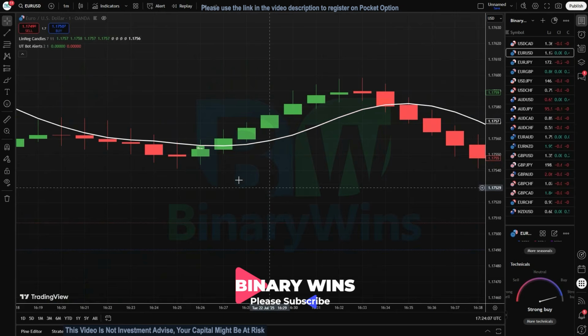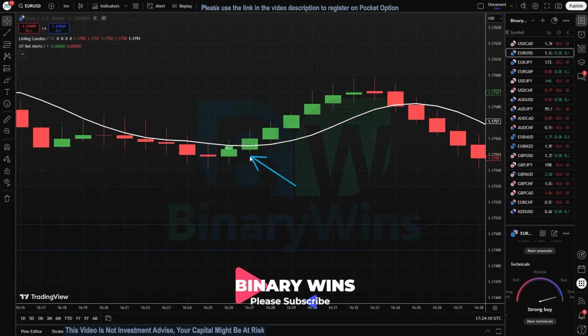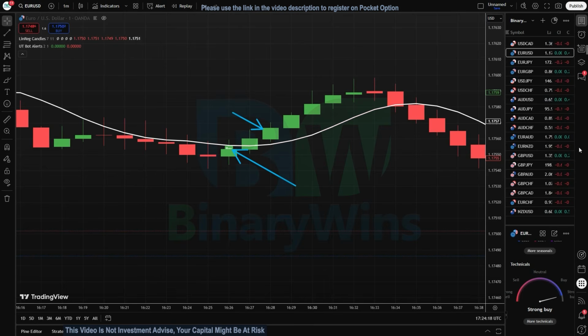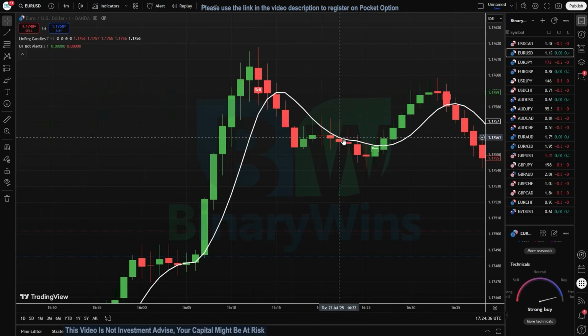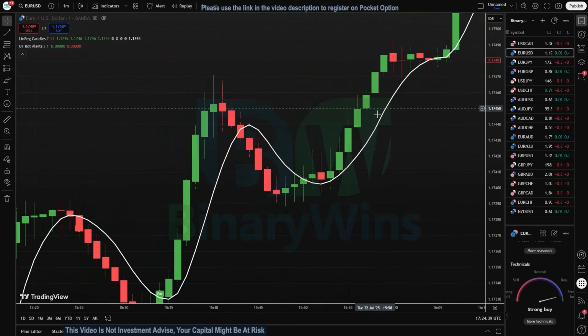Similarly, for buy positions, whenever it shows us a buy signal and the green candle closes above the moving average, we enter a buy position in the 2 or 3 minute time frame. That is, we should trade below the moving average for sell positions and above the moving average for buy positions.